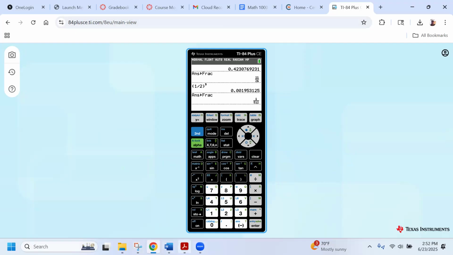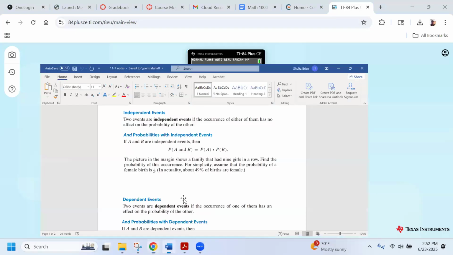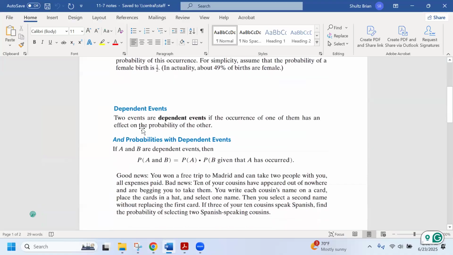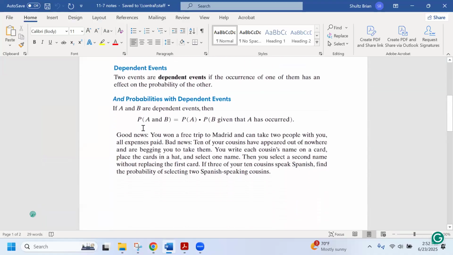The second type of probability is called dependent events. That's when the first one has an effect on the second one. The probability of dependent events, the probability of A and B happening, is the probability of A happening times the probability of B happening given that A has occurred. Okay? So our example here is pretty easy to understand.